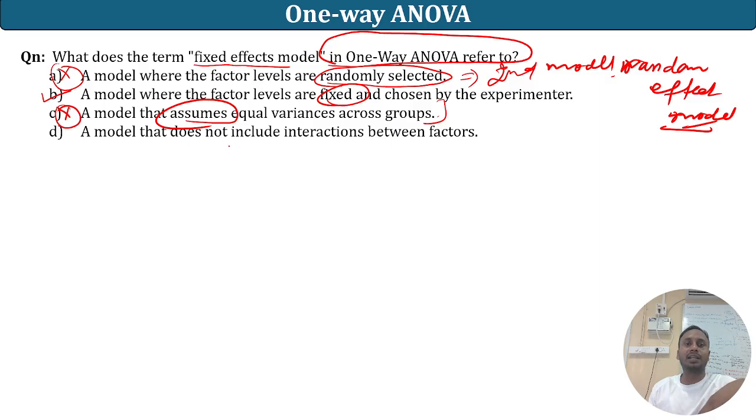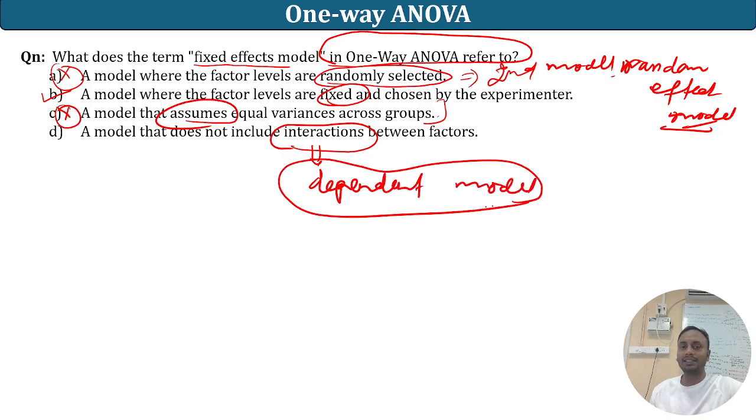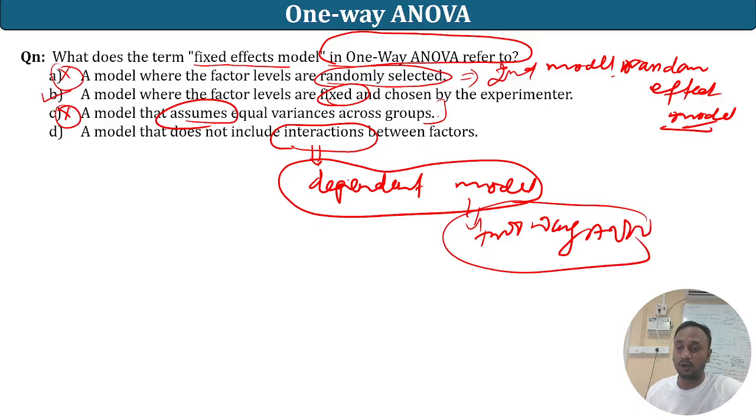A model does not include the interaction between the factors. This is irrelevant regarding the fixed effect model. Interaction will come into the picture when we have the dependent model, and that is part of two-way ANOVA. So in the context of the fixed effect model, we don't have interaction effects. I think that should be clear.